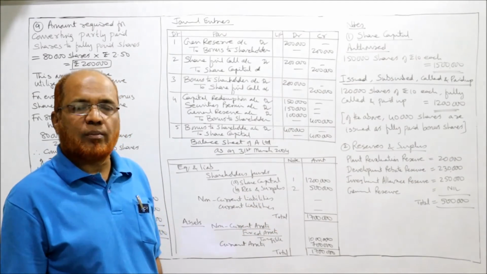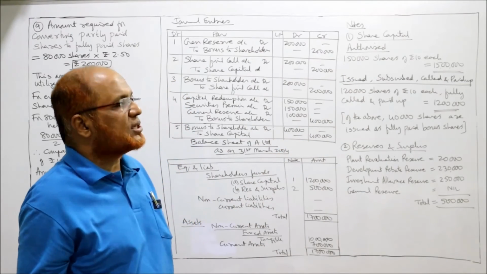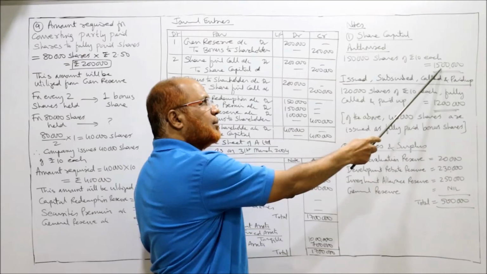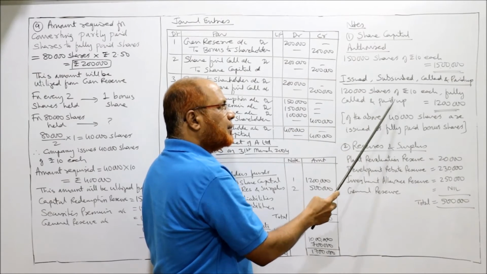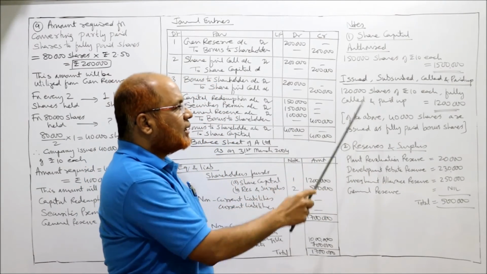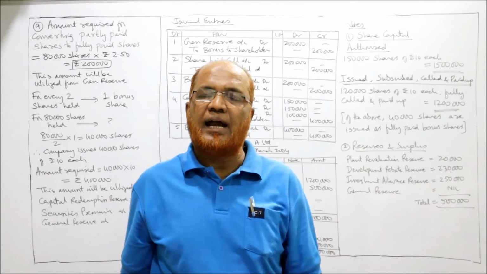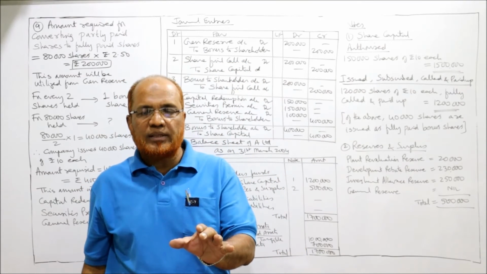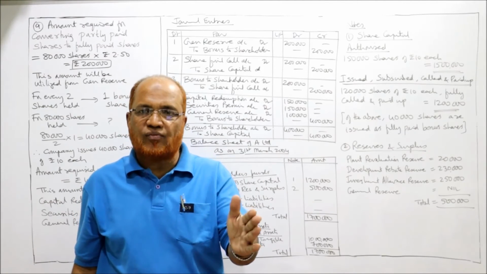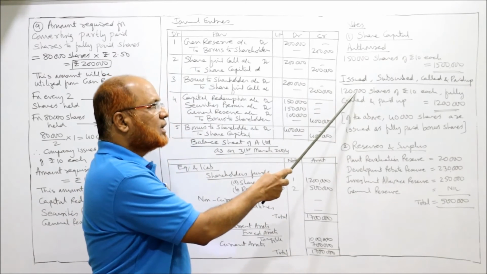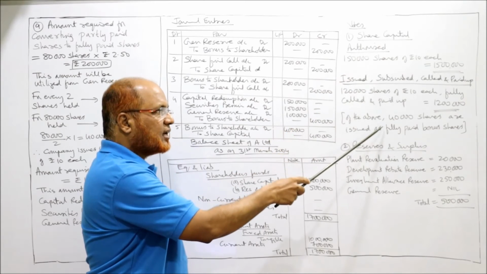Now we have to show the notes forming part of financial statements. Share capital. It is given in the problem: authorized share capital 1,50,000 shares of 10 each, 15 lakh. This is just information. Issued, subscribed, called and paid up 1,20,000 shares of 10 each, fully called and paid up, 12 lakh. Now we have to say how many bonus shares are issued among the 1,20,000 shares. Before bonus, the balance sheet in the problem shows 80,000 shares. So before issuing the bonus, 80,000 shares are there and bonus shares issued are 40,000. So 80 plus 40, 1,20,000 issued capital is there. Of the above, 40,000 shares are issued as fully paid bonus shares. So the first working note regarding capital is over.